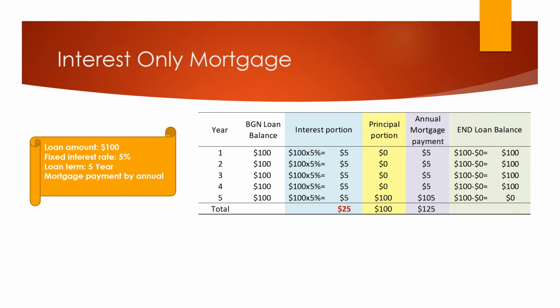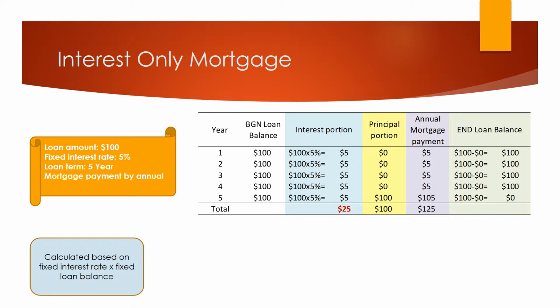This slide shows an example of an interest-only mortgage. For easy comparison, we use the same assumptions on loan term, interest rate, and loan amount. The difference of an interest-only loan is that the loan principal will be paid as a lump sum amount at the end of loan term. The mortgage payments only include interest expense.